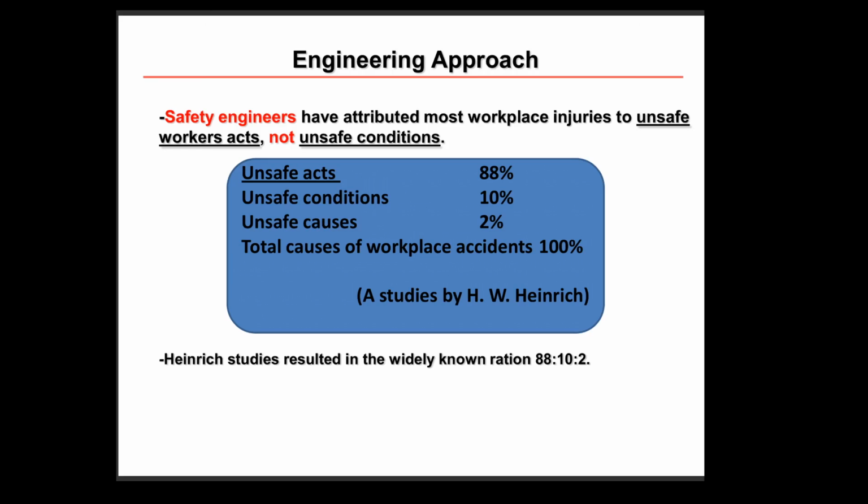What are unsafe acts and what is the percentage of this hazardous cause? Unsafe acts are 88%, unsafe conditions 10%, unsafe causes 2%, total causes of workplace accidents 100%. If we add all these three, 88 plus 2 plus 10, it is 100. So out of 100, the contribution of unsafe acts is 88%, the contribution of unsafe conditions is 10%, and the contribution of unsafe causes is 2%. So if we combine these three percentages, we get 100%, which is the total causes of workplace accidents. So this is the statement.